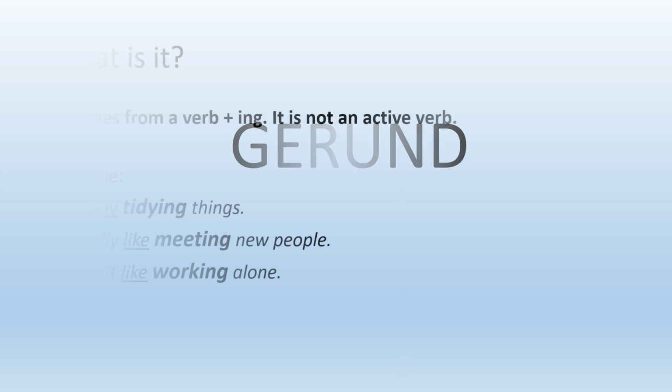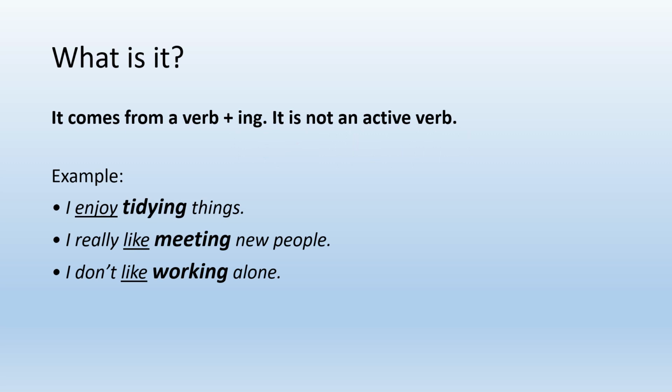Well everyone, this is gerund. Just like what I have taught you before, we are going to talk about gerund. What is gerund actually? Gerund comes from a verb that has the suffix -ing, and a gerund is not an active verb anymore. The function is not as a verb but as a noun.